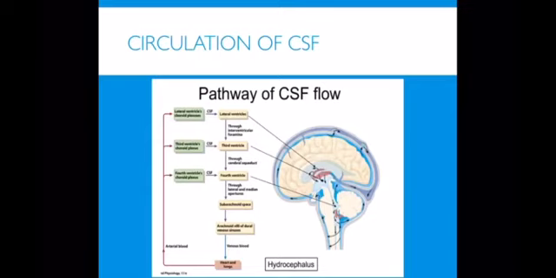It finally leaves the subarachnoid space and CNS by entering the venous sinuses through the arachnoid granulations.